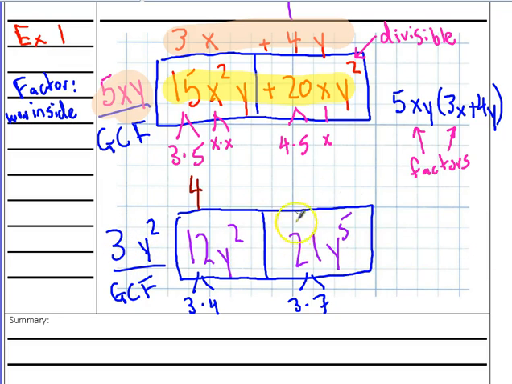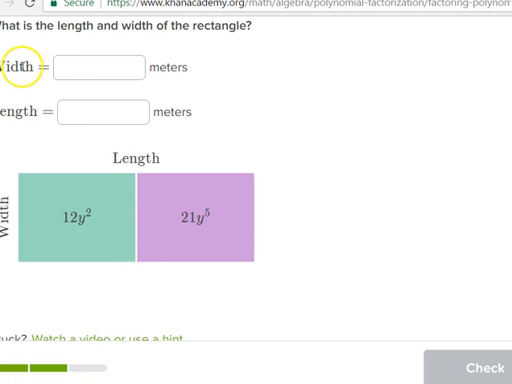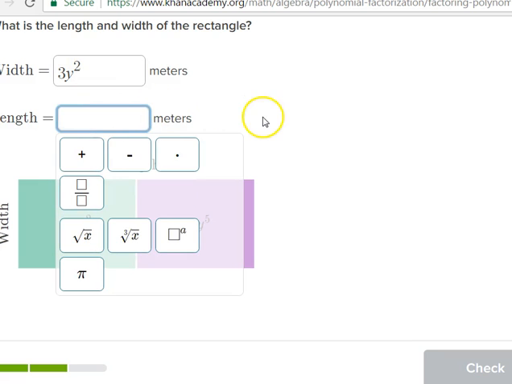All right, so the next one, what goes here? 7 goes here. 3 times 7 is 21. How many more y's do I need? Well, I need 3 more y's, because 2 plus 3 is 5. And so the length is 4 plus 7y to the third, and the width is 3y to the second. Okay, that's another way of saying the thing on the side and the thing on the top. The thing on the side was 3y to the second, and the thing on the top was 4 plus 7y to the third.